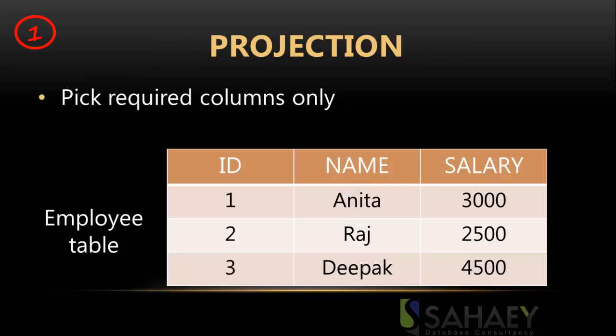Projection allows you to pick a subset of the columns in a table. It enables you to retrieve only the required columns from the table, discarding the rest. For example, you can use the select statement to pick just the name and salary columns from the employee table, discarding the employee ID column.